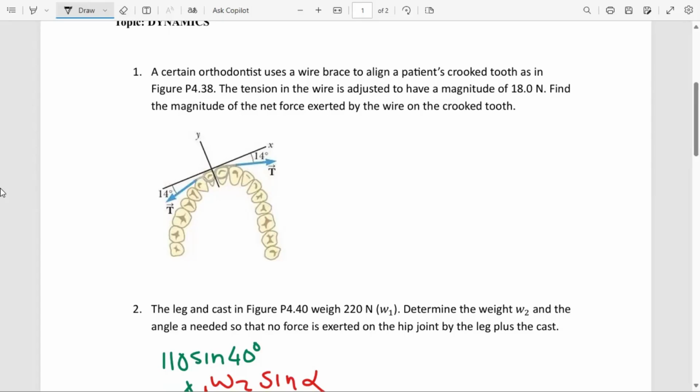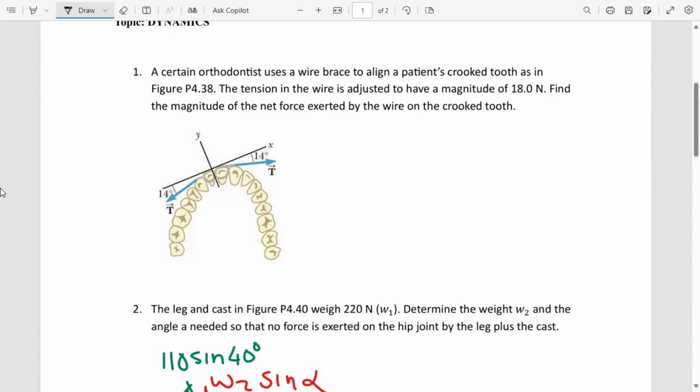Okay, so let's look at question one. Question one is saying a certain orthodontist uses a wire brace to align a patient's crooked tooth, as in figure P4.38. The tension in the wire is adjusted to have a magnitude of 18.0 newtons. Find the magnitude of the net force exerted by the wire on the crooked tooth.